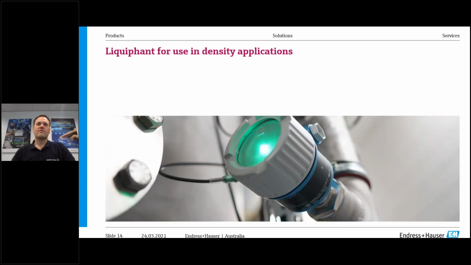So that was the radiometric principle. If you want more information, I did a webinar last year going into a lot more depth about the radiometric measuring principle and how it works as well. You can check that out on our website, or you can shoot me a question later and I can send you the link.